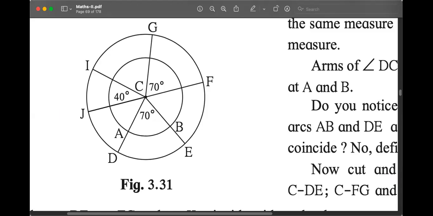Now, let us study this. Let us focus on the inner circle, the smaller circle. This one. This arc, the measure of this arc is 40 degrees. Tell me the measure of this arc. What is the measure of this arc? 70. 70 degrees is correct.